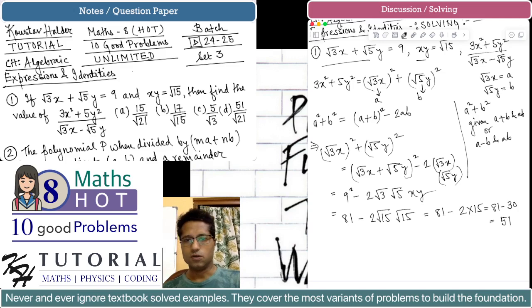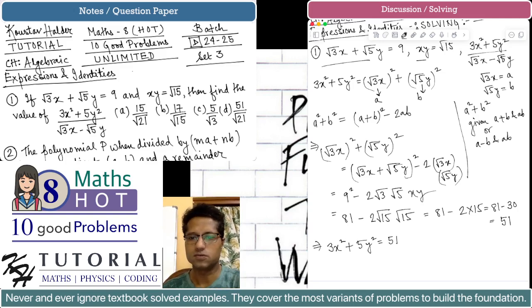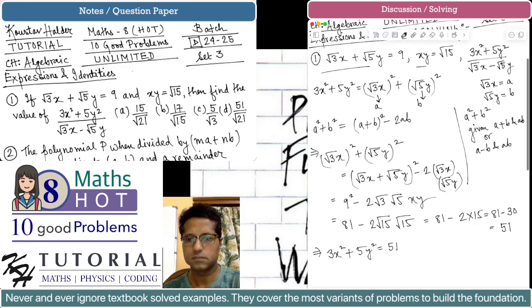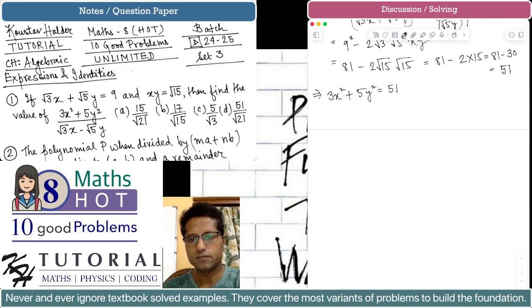So we have got the value: this implies that 3x square plus 5y square is equal to 51. Now we have to find the value of root 3x minus root 5y.